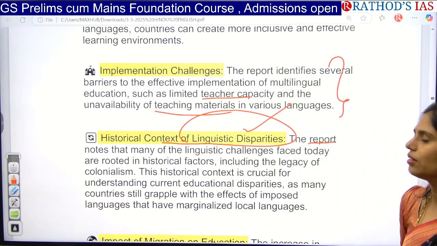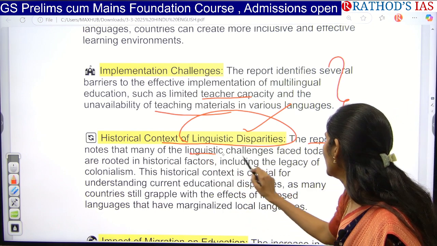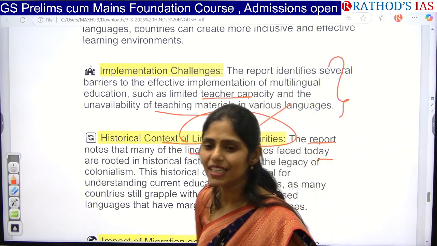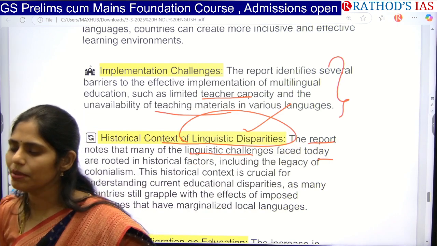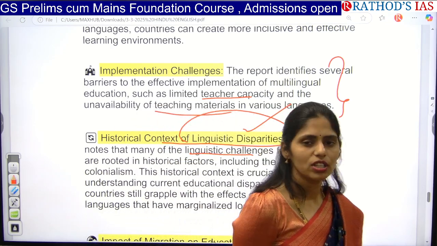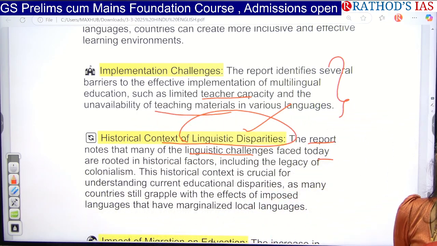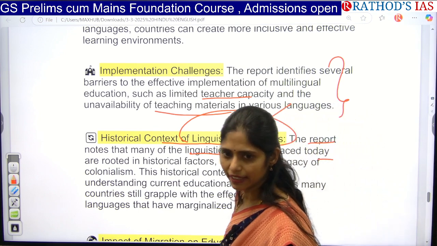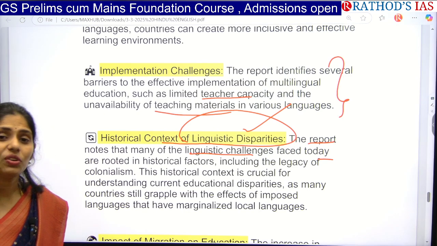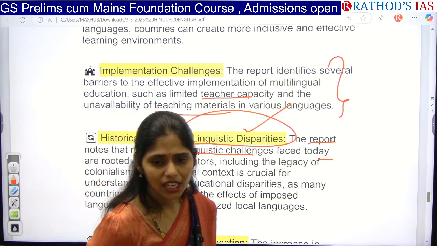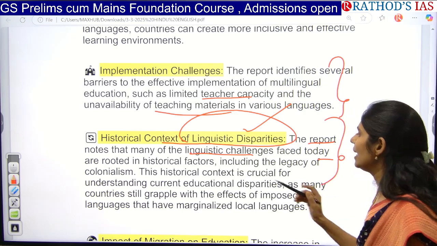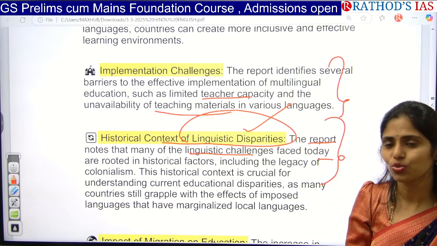That means this report mainly says that linguistic challenges are faced by the people here today. It has roots in history. Why? Because if you see modern history, you know that the British annexed India and started ruling India, right? So at that time, what was the language they used? English. And whenever the Christian missionaries came to India, they promoted English. So whatever disparities we have now, they have roots in history.